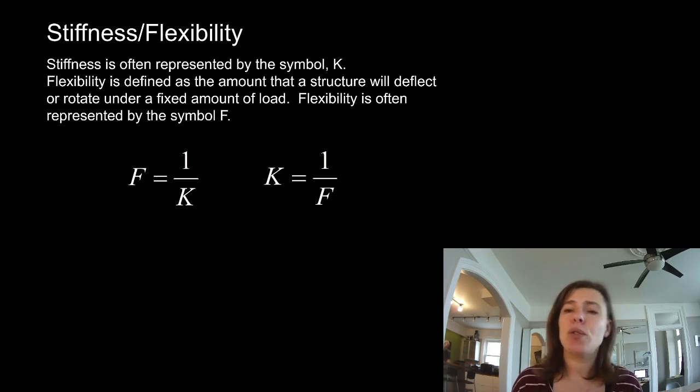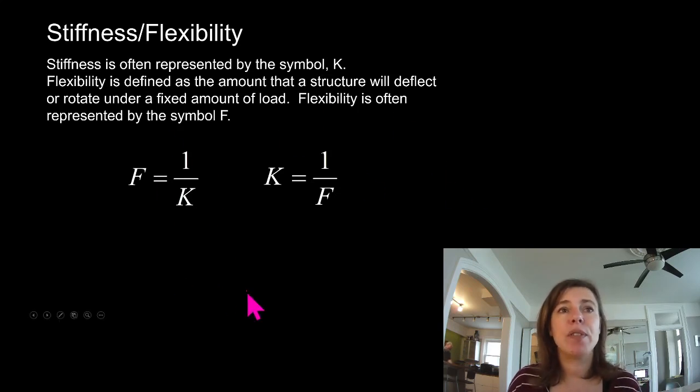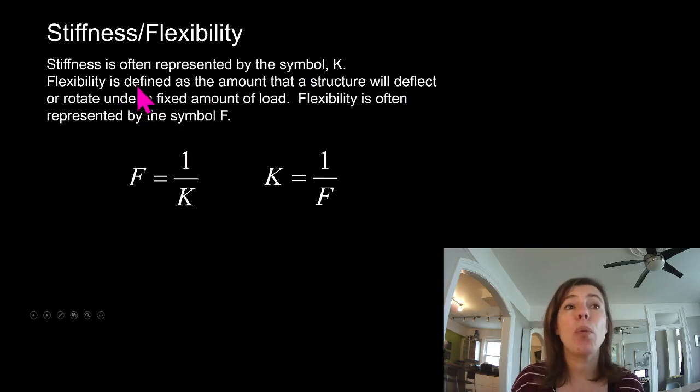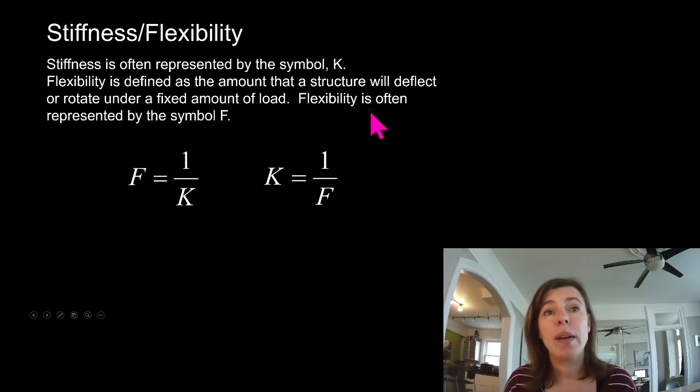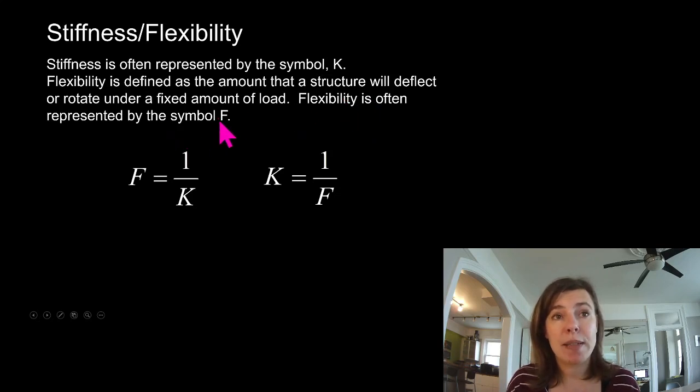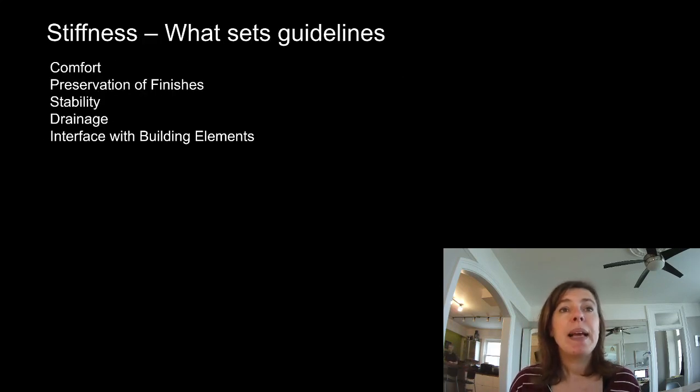So stiffness, don't worry about this. This isn't an equation you have to know, but we often talk about stiffness or relative stiffness with the symbol K. And it is kind of the inverse of flexibility. It's defined as the amount that a structure will deflect or rotate under a fixed amount of load. Flexibility is often represented by the symbol F. Again, don't worry about that. I just wanted to give you some nomenclature for it.